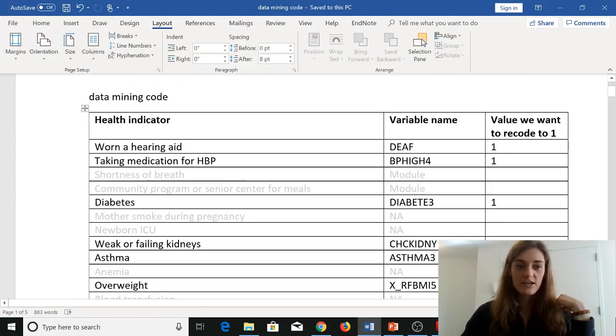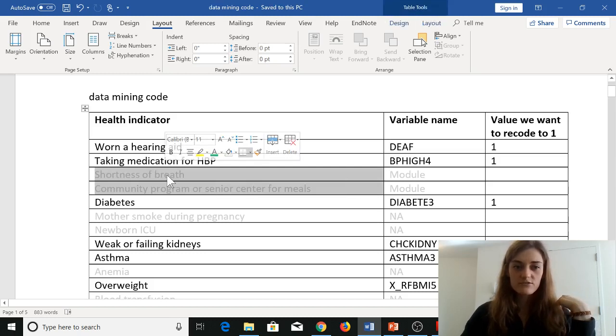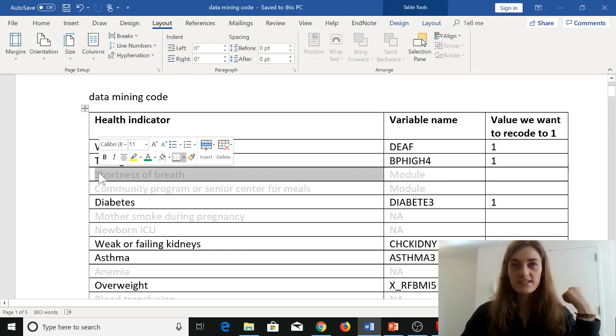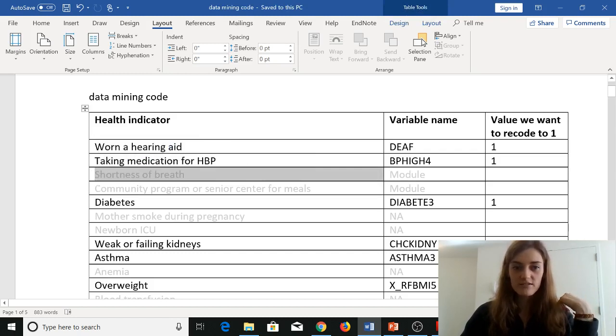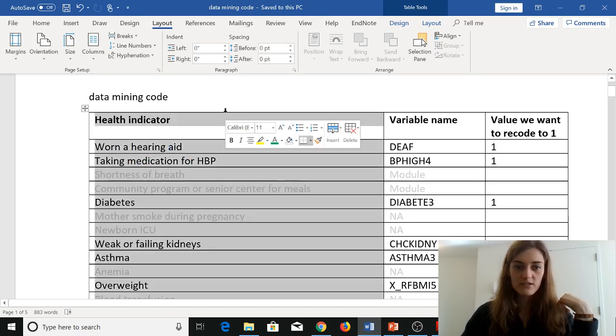So these are the health indicators that they looked at. I've highlighted the ones in gray, or rather changed the text of the ones that didn't have direct matches in BRFSS to gray. Let me change that to black now so we can read it.